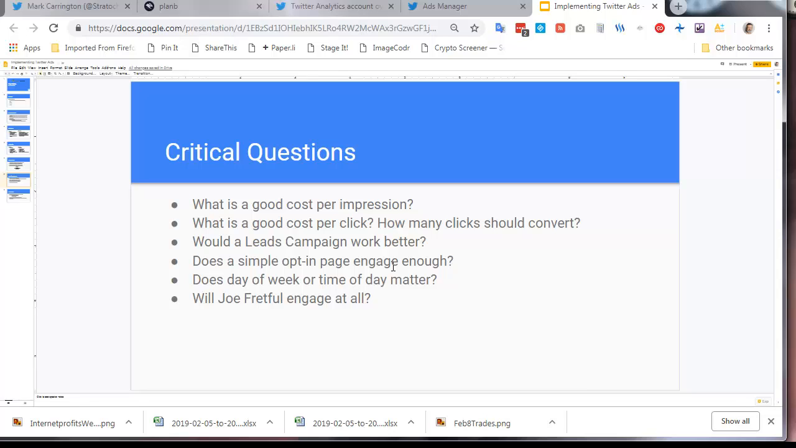And then the next question I have is, does a simple opt-in page engage enough? Now, I know it works for solo ads, but it's clearly not working here. So it's either something in the nature of the page, or we actually need to have a more compelling offer. And I think it needs a more compelling offer in the words on the page.